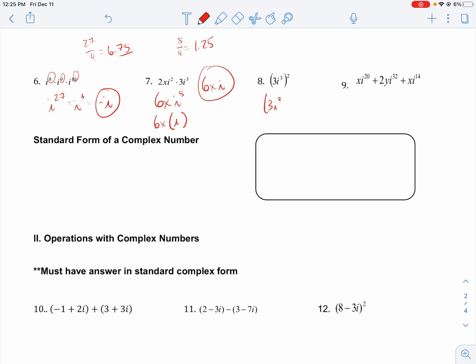Over here, 3i cubed. Multiplying that by itself twice, I get 9, and I get i to the 6th power. Well, 6 divided by 4 is 1.5, so a remainder of 0.5, so i to the 6th is just equal to, I lost my chart, negative 1. Because remember, this is going to be i squared, and i squared is equal to negative 1. So my answer is negative 9.